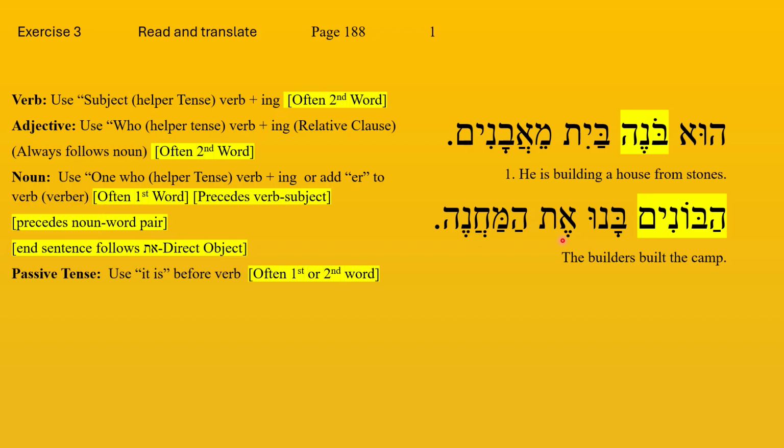Ha-bonim banu et ha-machane. All right. In the first position is your participle. Again, you recognize it. It's got the O, but it also has the ha, so you absolutely know this isn't the verb of the sentence. So it makes it the subject most likely. So the ones who are building, who is that? That's the builders. So the builders, and here's your verb, built, past tense. What did they build? They built the camp.